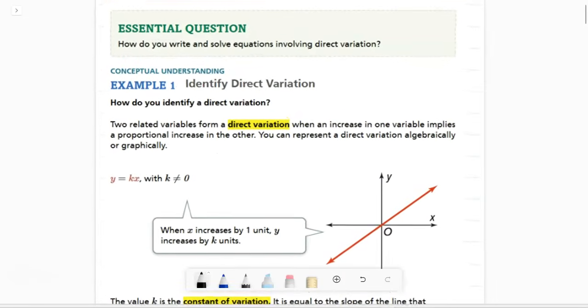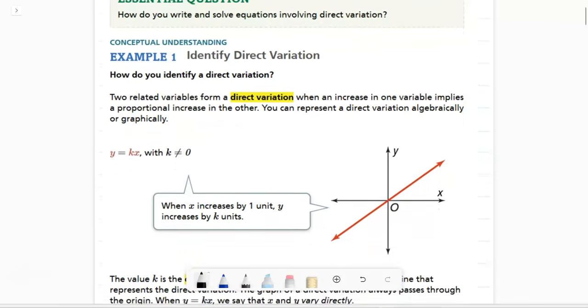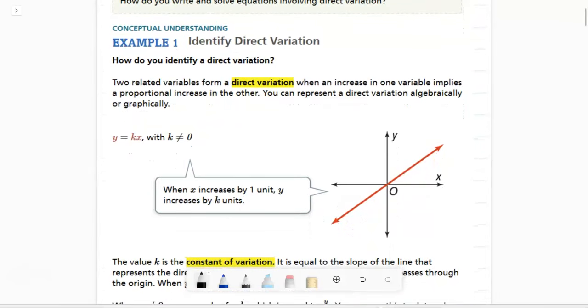Okay, today we're going to learn about direct variation. So how can you identify direct variation? Direct variation always crosses through the origin. It's going to be a line, and it always crosses through the origin, (0, 0). It's also in the form of y equals kx, where k cannot be 0. When x increases by 1 unit, y also increases by k units.